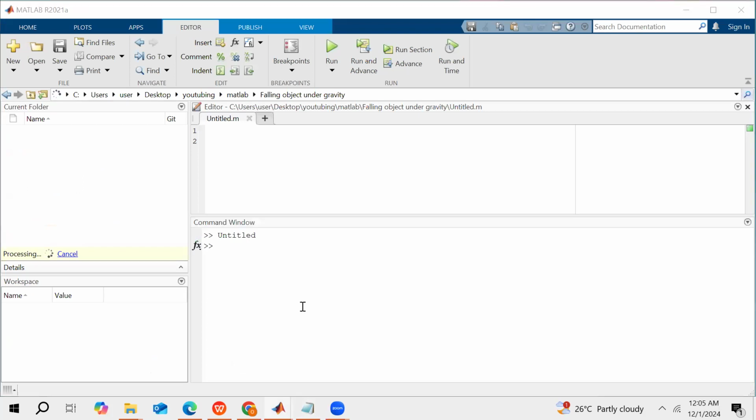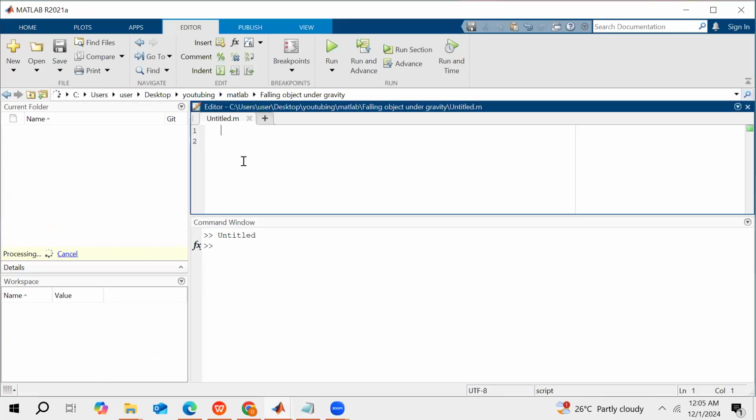This is Matlab. I'm going to write an ODE code here. We start by defining the ODE function.